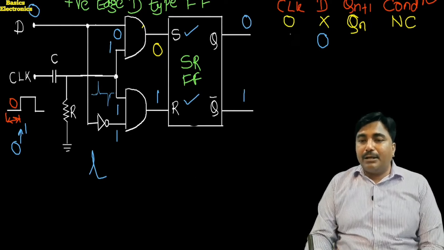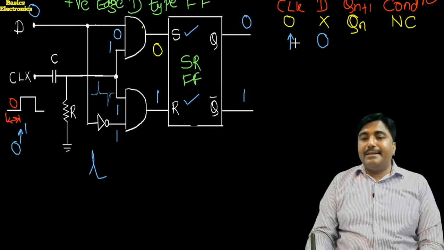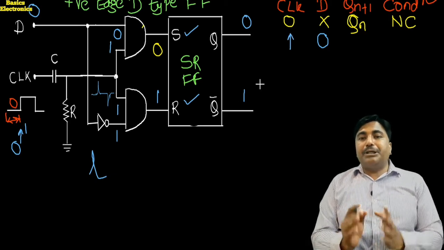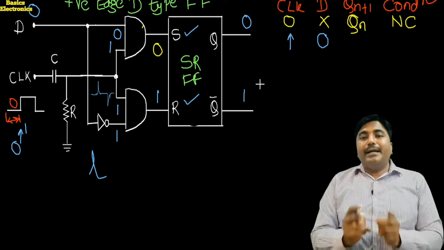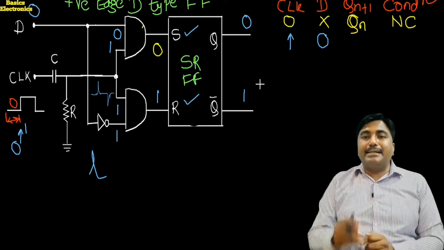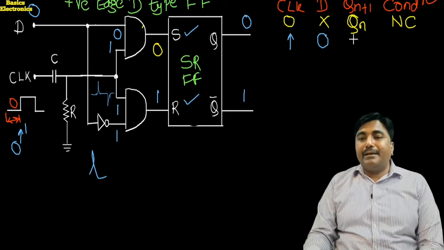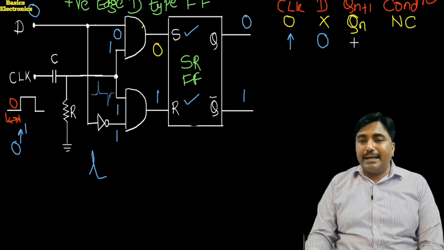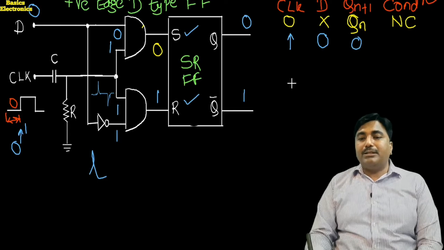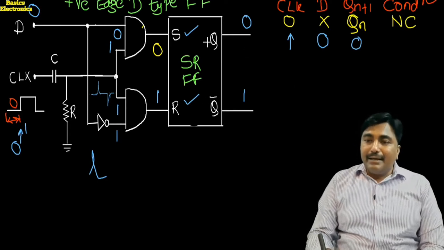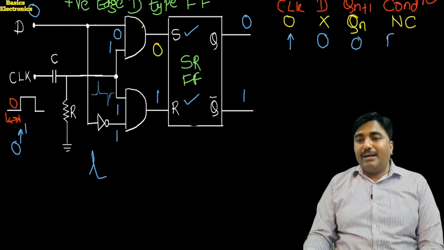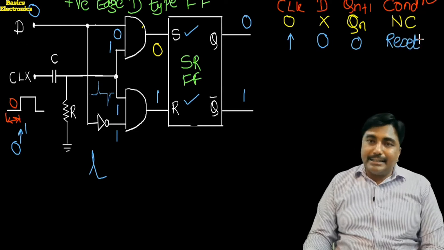We write this down in the table. Here there is a positive edge. This arrow indicates a positive edge. The upward arrow indicates the positive edge, whereas the downward arrow indicates the negative edge. Here the output Qn plus 1 is equal to 0 because the flip-flop is in the reset condition, and we write down here that this is the reset condition.